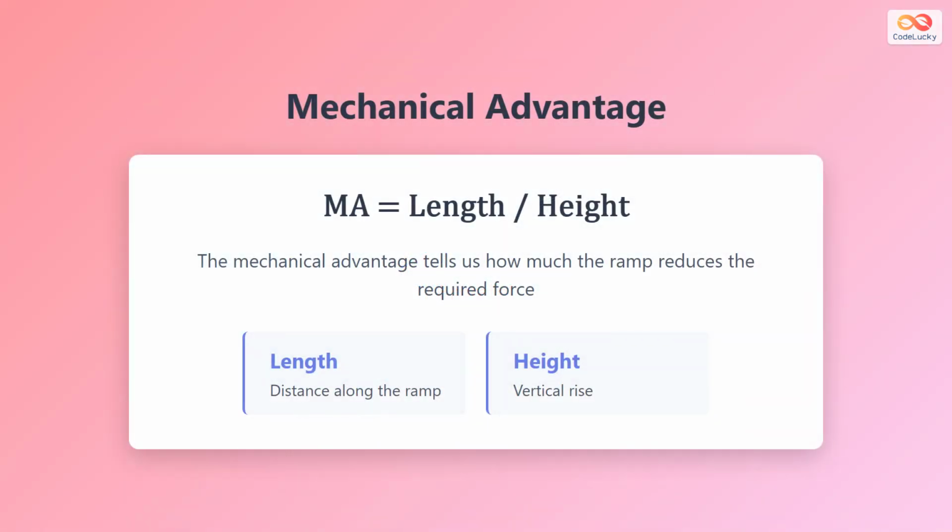The mechanical advantage of an inclined plane is calculated using a simple formula. Mechanical advantage equals length divided by height. Here, length refers to the distance along the ramp, and height is the vertical rise. The mechanical advantage tells us how much the ramp multiplies our effort by reducing the force we need to apply.